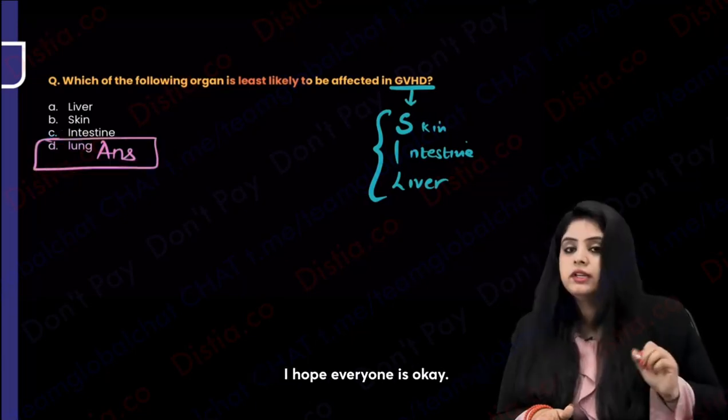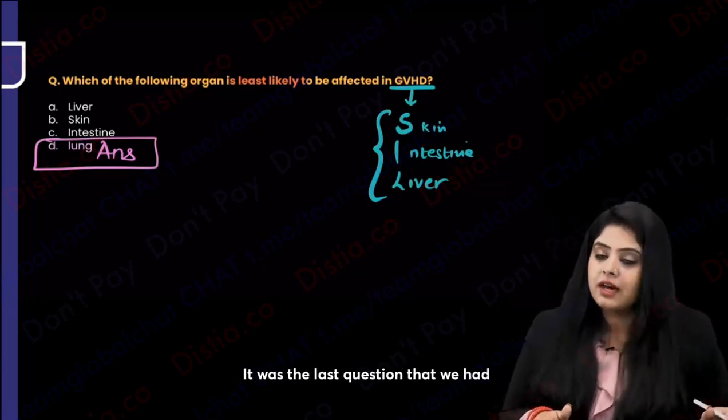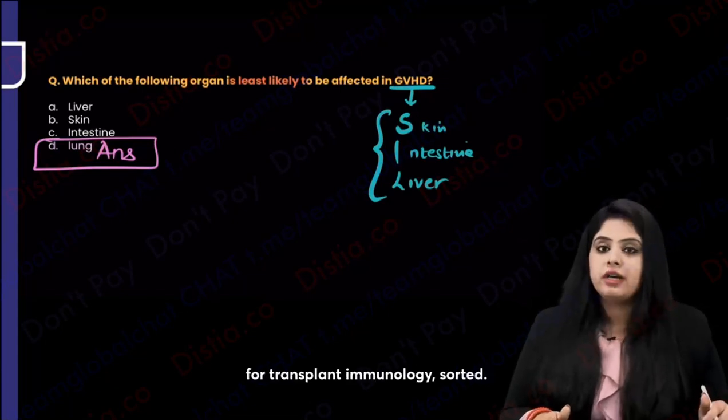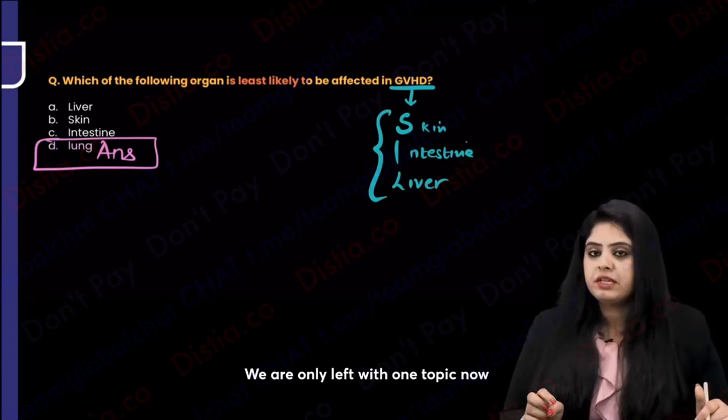I hope everyone's okay. No confusion, right? And that definitely wraps up the last question that we had for transplant immunology. Sorted. We are only left with one topic now going forward, which is amyloidosis.